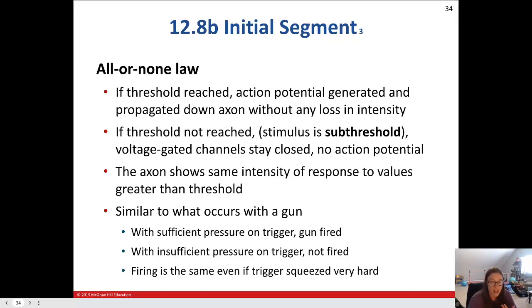The action potential will be the same no matter how positive the cell gets. So if the cell gets really positive, it'll still just trigger an action potential. If it just hits threshold, it'll still trigger an action potential. So all the action potentials are the same. And so your book likens it to what happens with a gun. If you try to pull the trigger but you don't pull hard enough, nothing happens. If you pull the trigger enough, the gun is going to fire. If you pull the trigger really, really hard and squeeze it really hard, the gun is not going to fire any faster, right? It's still just going to fire the same.